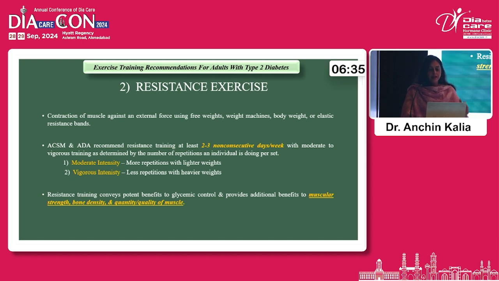And this resistance can be either free weights or weight machines, body weight, elastic resistance band, or by going to a gym. So the ADA again recommends 2 to 3 days per week of moderate to vigorous training. Moderate intensity means, this is important, more repetitions but not more than 15 with lighter weights or as the patient can tolerate, and vigorous is fewer repetitions between 6 to 8 with the maximum weight which they can carry.